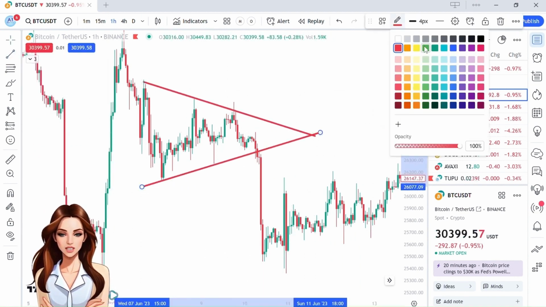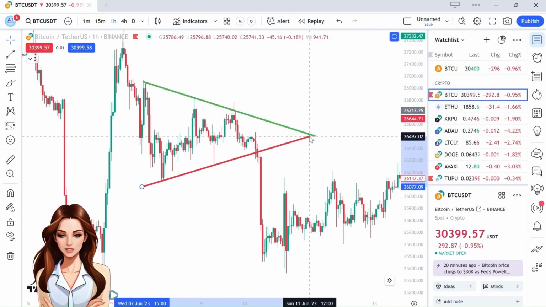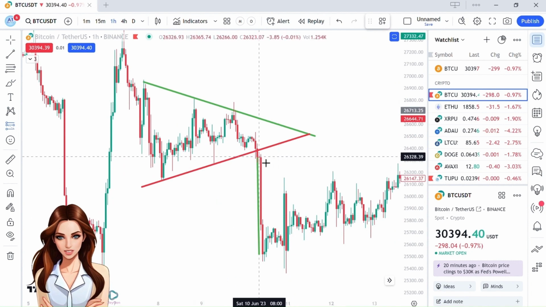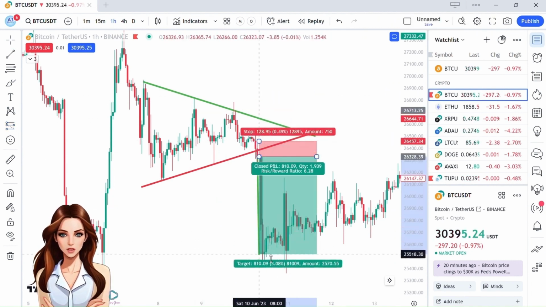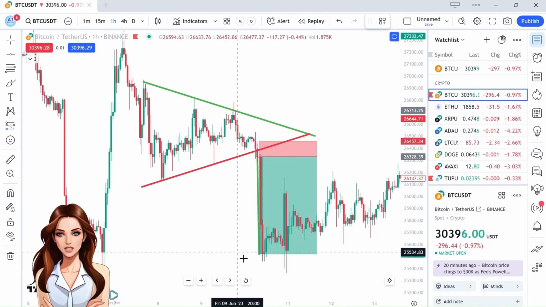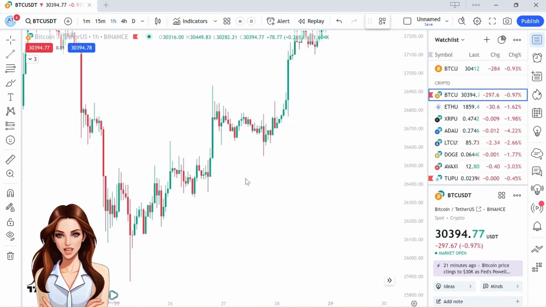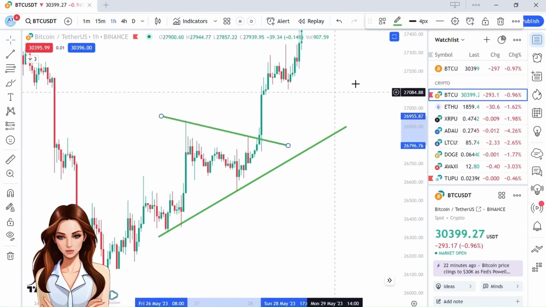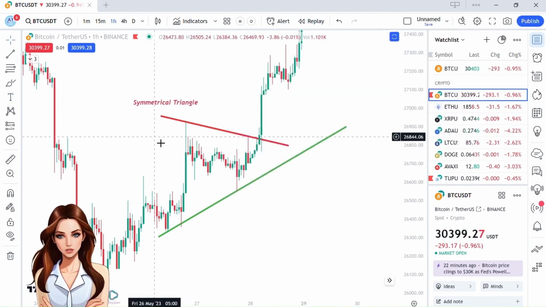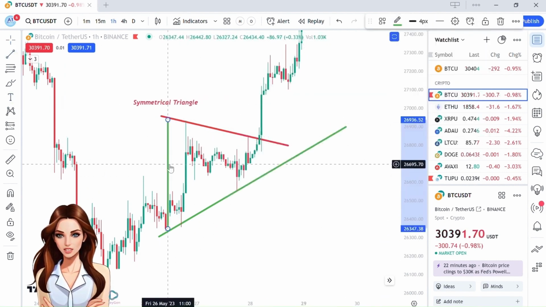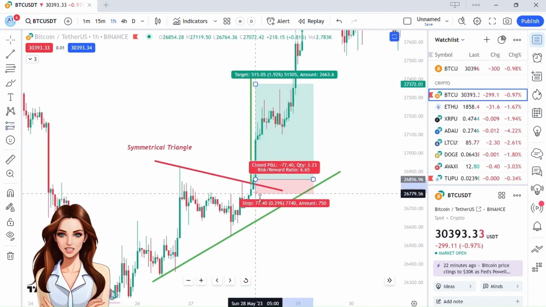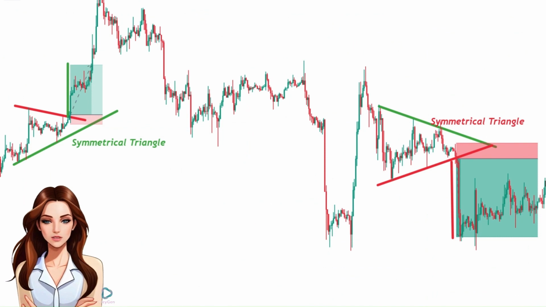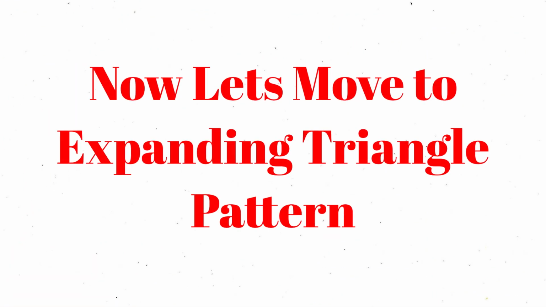In symmetrical triangle, you can take a trade after price breakout. If price breaks the lower trend line, then open a short position and set your stop loss up from the candle that breaks the pattern. And the height of the triangle is your take profit, while a breakout from the upper trend line indicates the start of a new bullish trend. If price breaks the upper trend line, then open a long position. And again, the height of the triangle is your take profit, and set your stop loss below the candle that breaks the pattern. In both trades, the height of the triangle is your take profit.